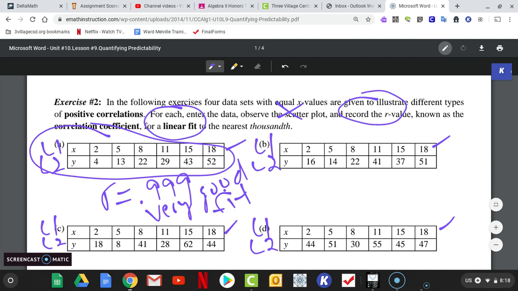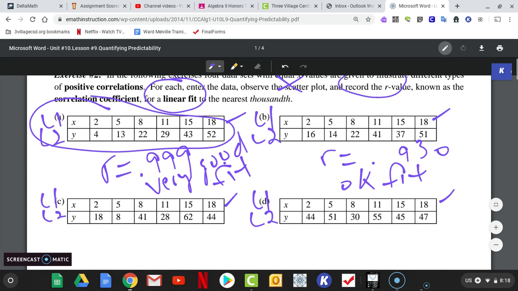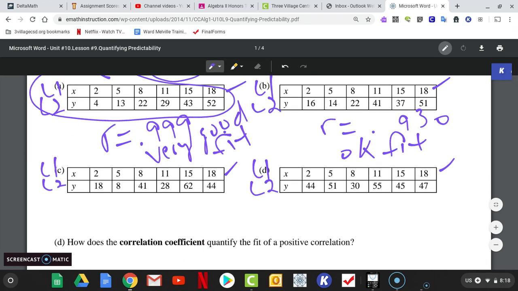For letter B, you should get R equals 0.930, which means it's an okay fit. Not as good as letter A. Letter C, you get R is equal to 0.776, which is a poor fit. And if you looked at the scatter plot for that data, it would be very scattered.